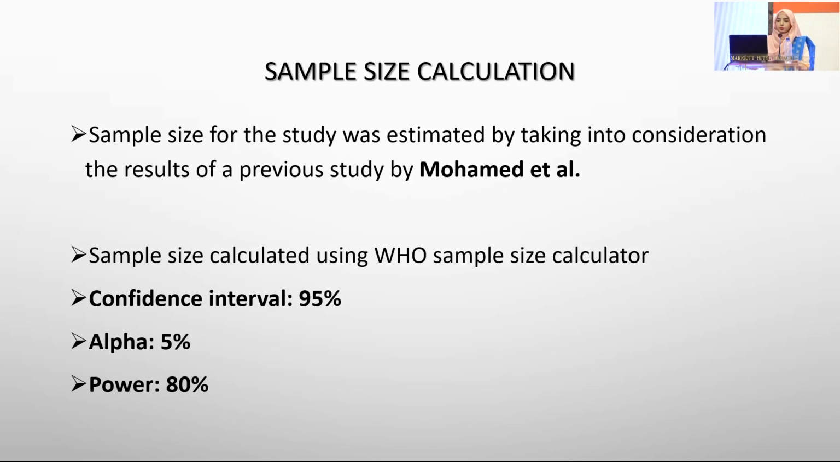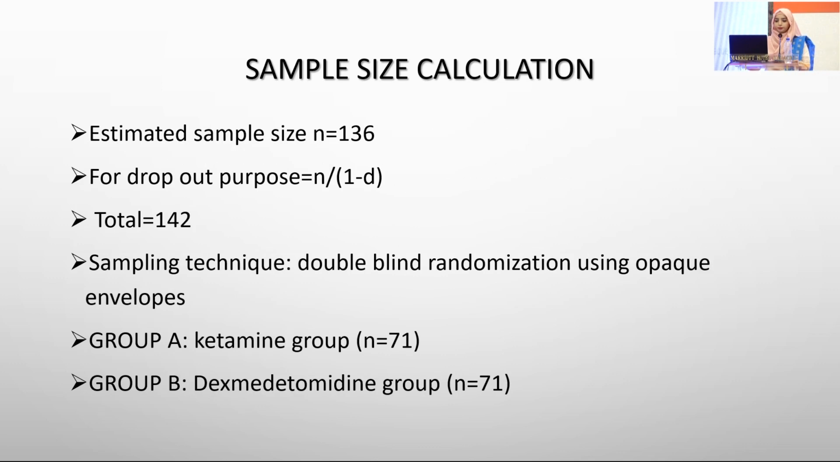The sample size was estimated by taking into consideration a previous study by Mohammed et al. The sample size was calculated using the WHO calculator with a confidence interval of 95%, alpha of 5%, and power of 80%. The sample size came out to be 136 patients.